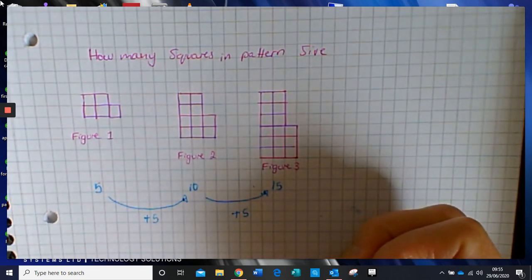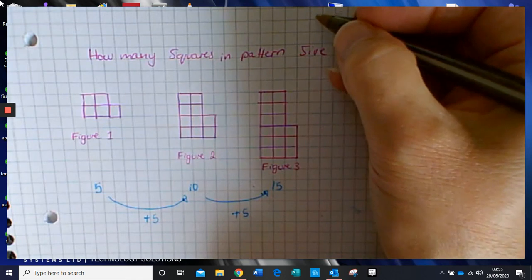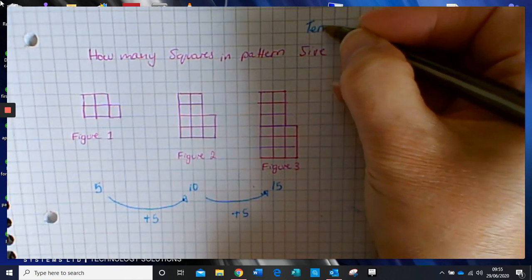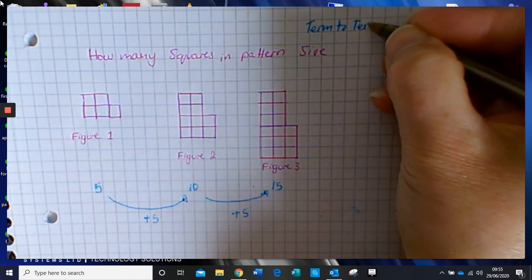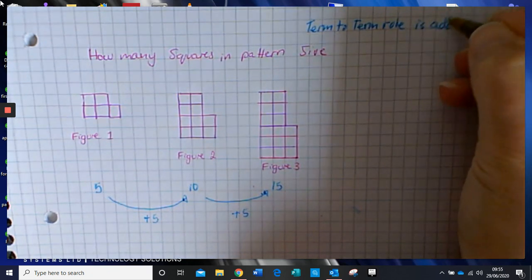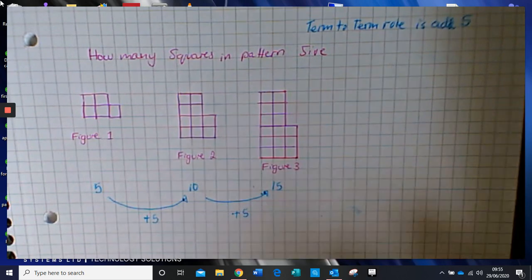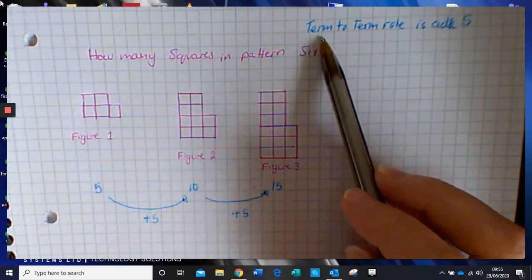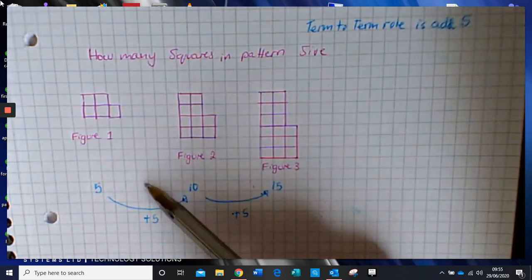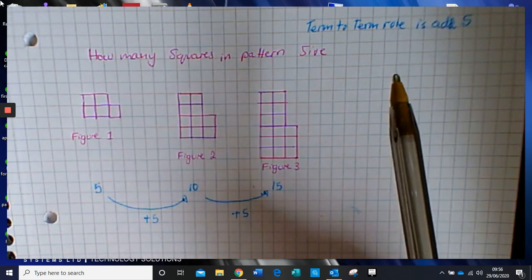Now that add 5, that's our term to term rule. So let's write that over here. So our term to term rule is add 5, okay? Because there's several different questions that we could be asked about sequences. So one question would be, what is the term to term rule? So the term to term rule would be add 5. That was one of the options in the answers, but that's not what the question is asking.